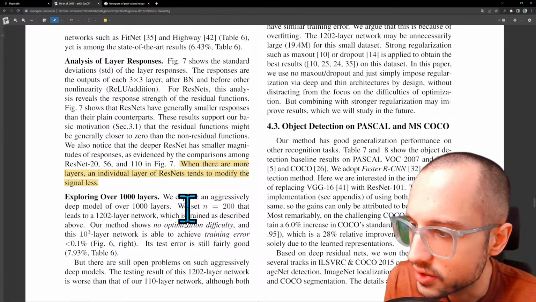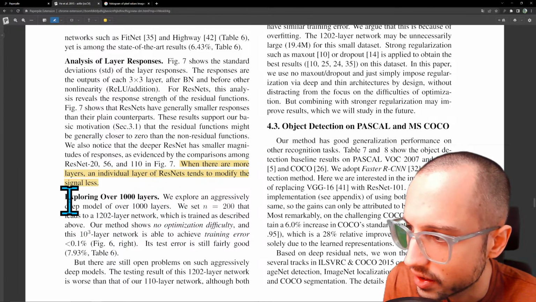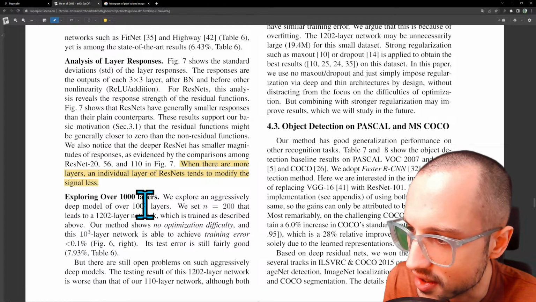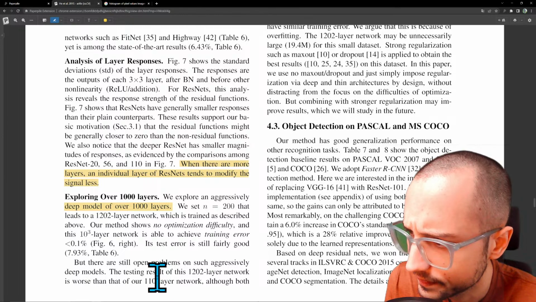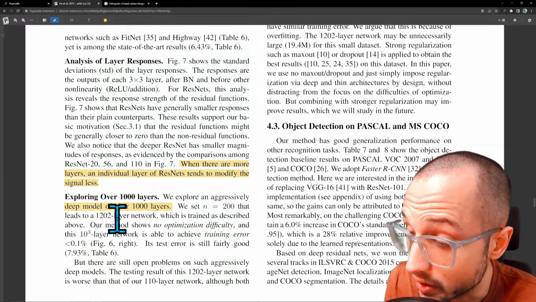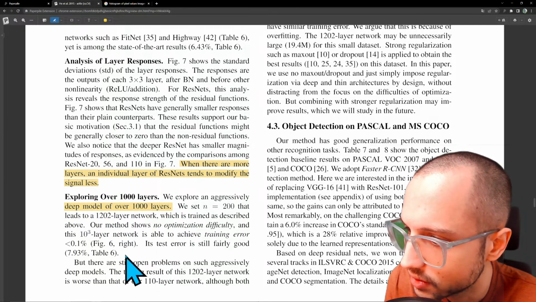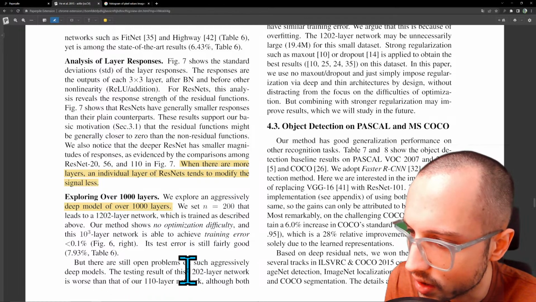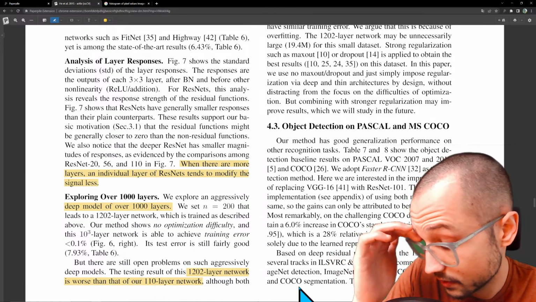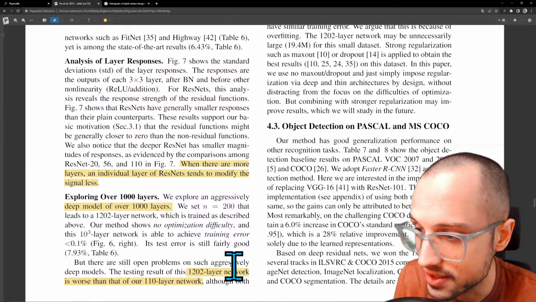Exploring over 1,000 layers. Okay, so they try to do something crazy here and train a model that has 1,000 layers, a 1,202 layer network. Still open problems. The testing result of this 1,202 layer network is worse than our 110 layer network. Yeah, that's kind of sad, right?